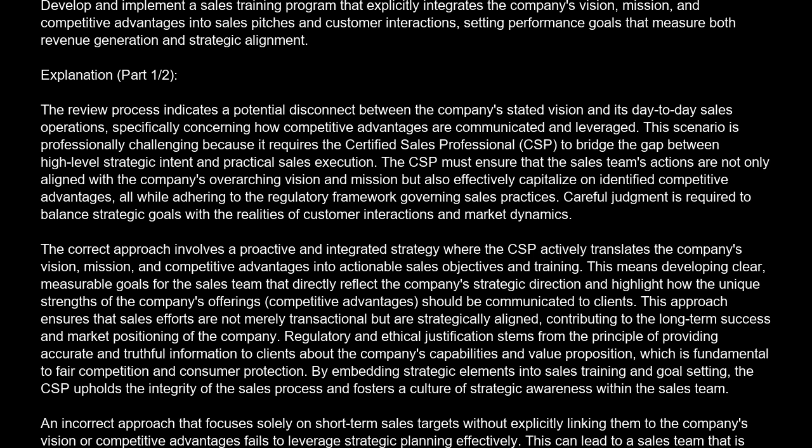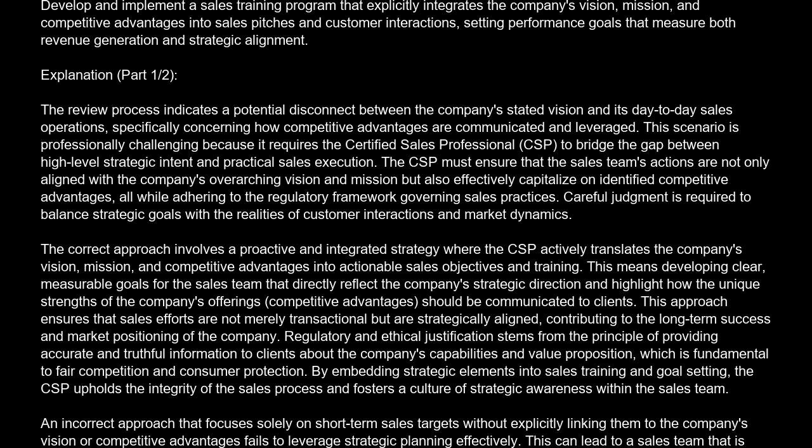The CSP must ensure that the sales team's actions are not only aligned with the company's overarching vision and mission, but also effectively capitalize on identified competitive advantages, all while adhering to the regulatory framework governing sales practices.